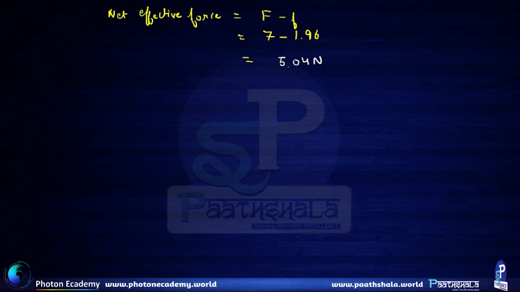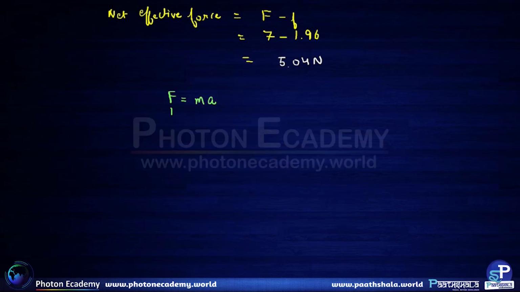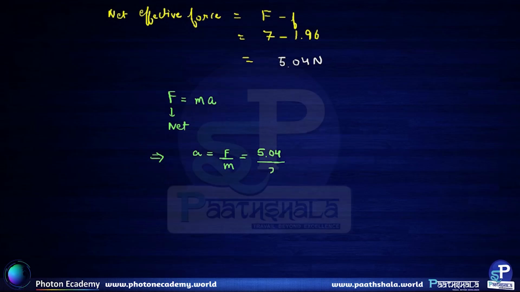So we can find the acceleration of the body, and we know that force is equal to m into a, that is mass into acceleration, and here this force is the net force. So acceleration will be F upon m, and F is 5.04 and mass given to us is 2 kg. Therefore acceleration will be 2.52 meter per second squared.